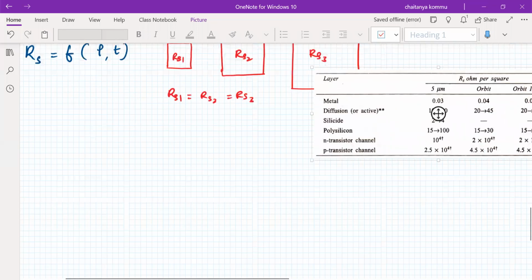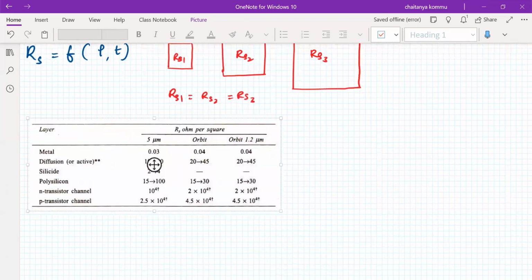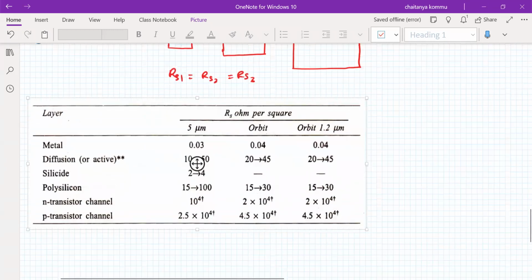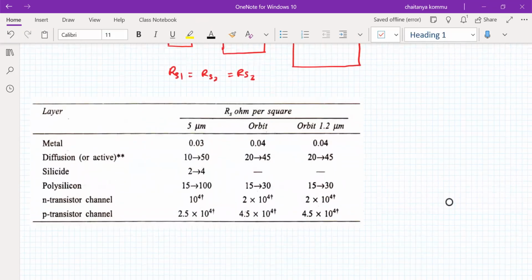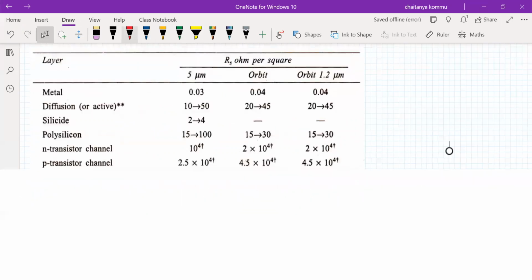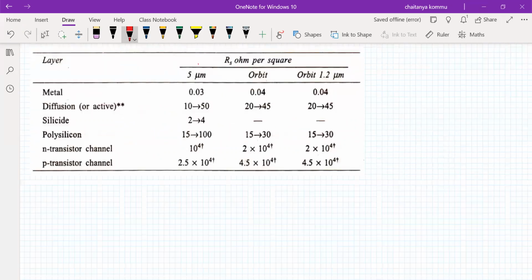So these are the different layers, right? Therefore, you can see different technologies. I have considered different technologies. For example, here I have considered 5 micron technology, orbit 2 micron technology, 1.2 micron technology. These are the different technologies that I have considered.